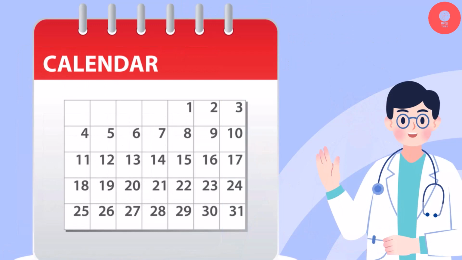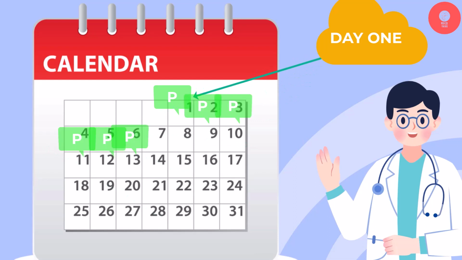Mark the first day of your period on a calendar with a P. This is day 1. Continue to mark each day you're bleeding with a P. Stop marking when your bleeding stops. These will be the number of days you spend bleeding. The normal bleeding days are between 3 to 7 days.